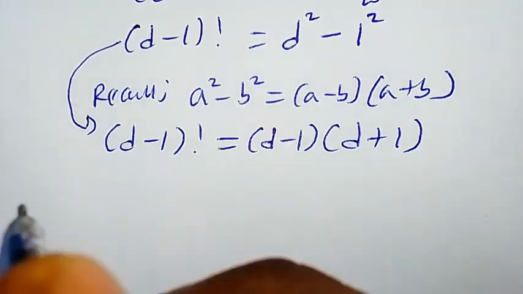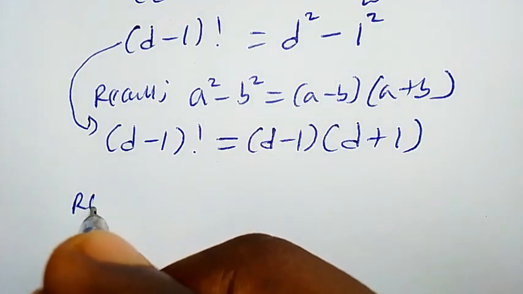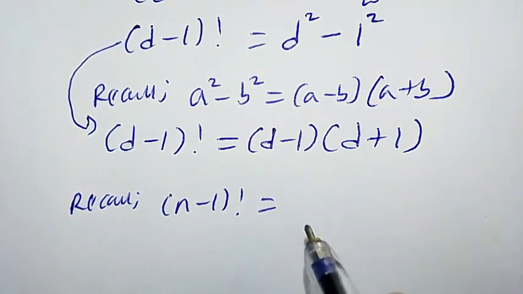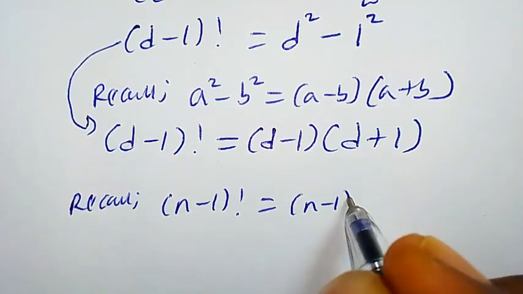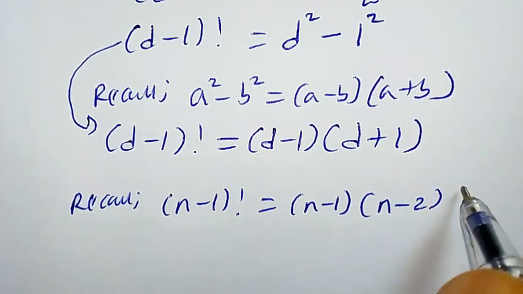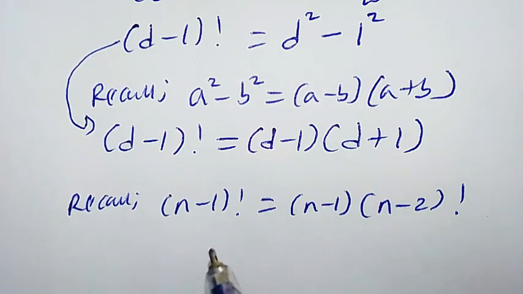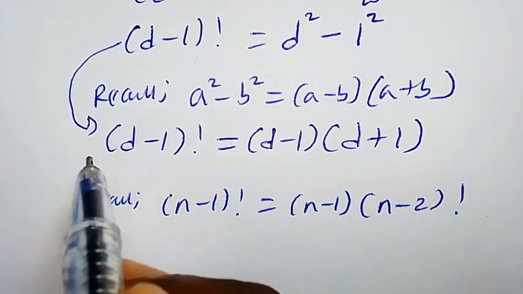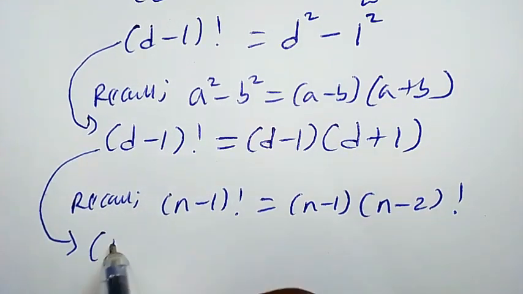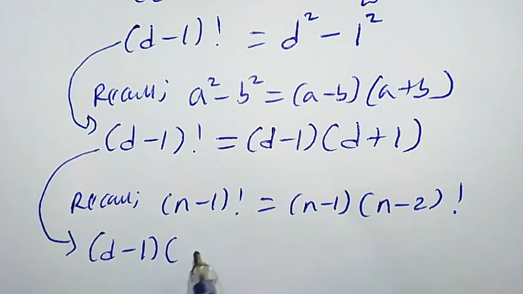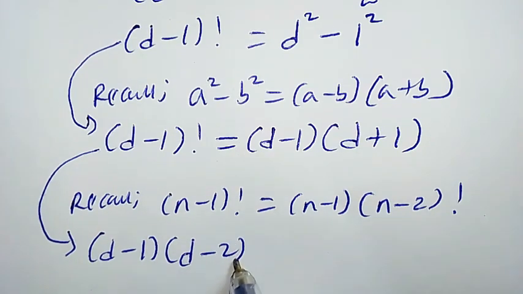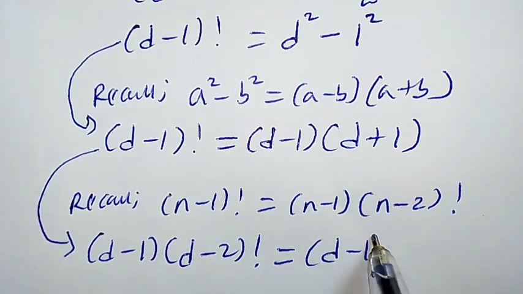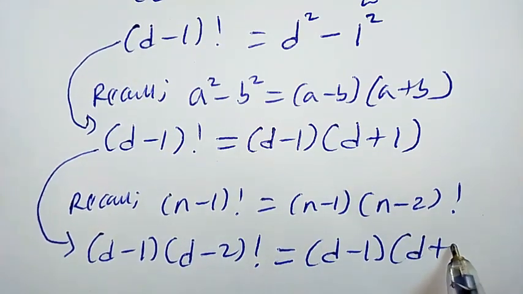Let us continue. Also, recall that n minus 1 factorial can be written as n minus 1 times n minus 2 factorial. That means we are going to apply this property to the left hand side. So from here, we have d minus 1 times d minus 2 factorial equal to the right hand side, d minus 1 times d plus 1.